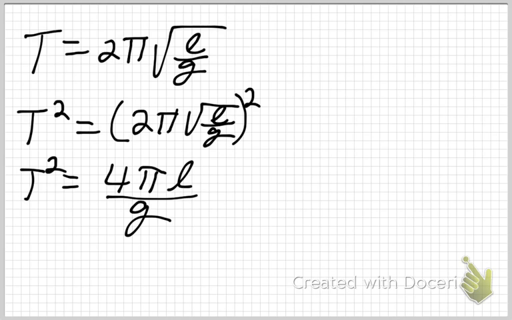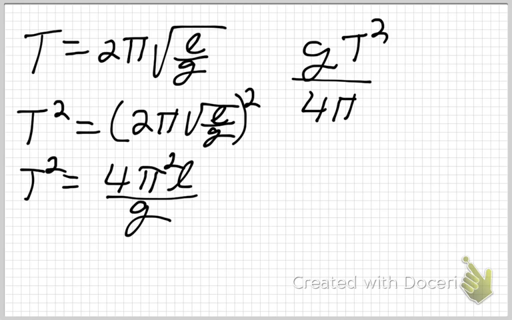I'm going to go ahead and multiply both sides by little g and divide by 4 pi squared. And we were just here a second ago, and we could have stopped, I suppose. Where are we? 4 pi, oh, there should be a square there, and we have L. So I hope that helps with your work.